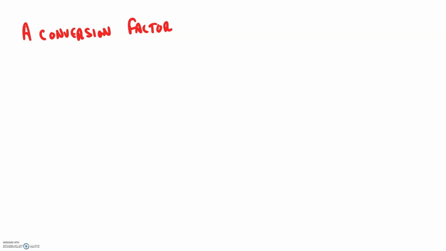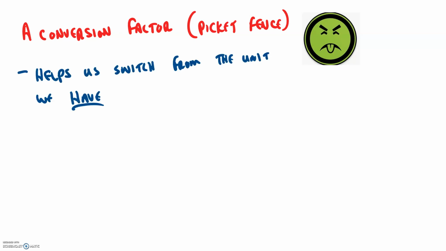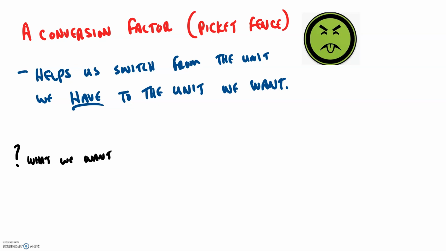So to help us out with this, we're going to use what's called a conversion factor, what you might have heard of before as a picket fence. You're all making faces, but a conversion factor is actually a useful tool. What it helps us do is switch from the unit we have to the unit we want. So here's how this works. We're going to start off by identifying what we want. And here is the value that we're starting with.